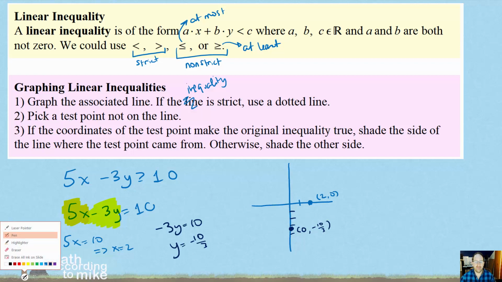2 points make a line, so I will use a solid line. The reason is that our inequality is non-strict, so we'll connect it with a solid line. Not only is it a good idea to label your points, definitely label the line: 5x minus 3y equals 10.